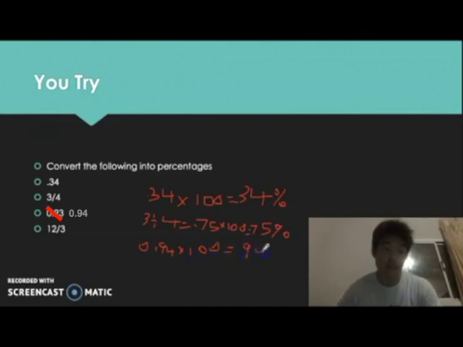For the fourth problem, it's a little different, as we have a fraction that is greater than 1. So 12 over 3, we would do 12 divided by 3, which would give us 4. And then we still multiply it by 100, which would give us 400%.